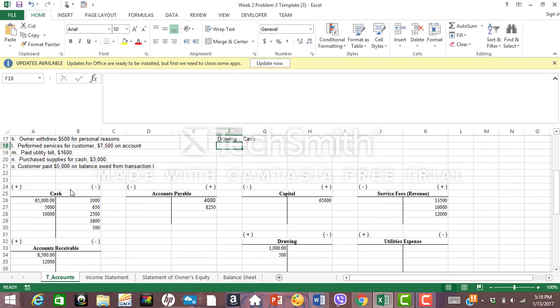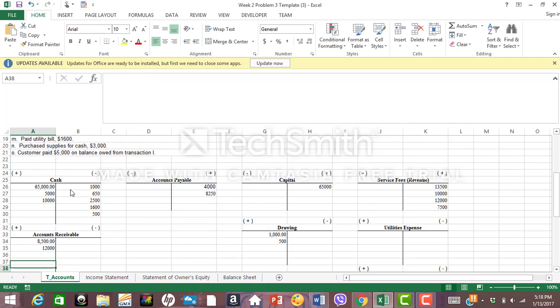that transaction. The next transaction is perform services for customers for $7,500 on account. So accounts receivable is the one that is getting affected, and also revenue. So then it is for $7,500.